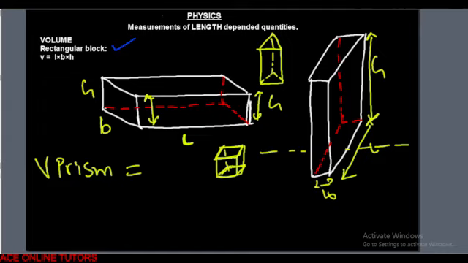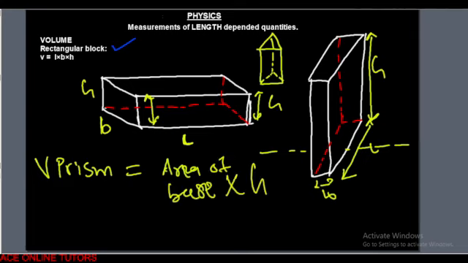Now in maths, how do you find the volume of a prism? The volume of a prism is just the area of the base multiplied by the height. This is how we find the volume of any prism. Since a cuboid, which is a rectangular block, is also a prism, we can use the same way to find the volume. So what's the area of the base?